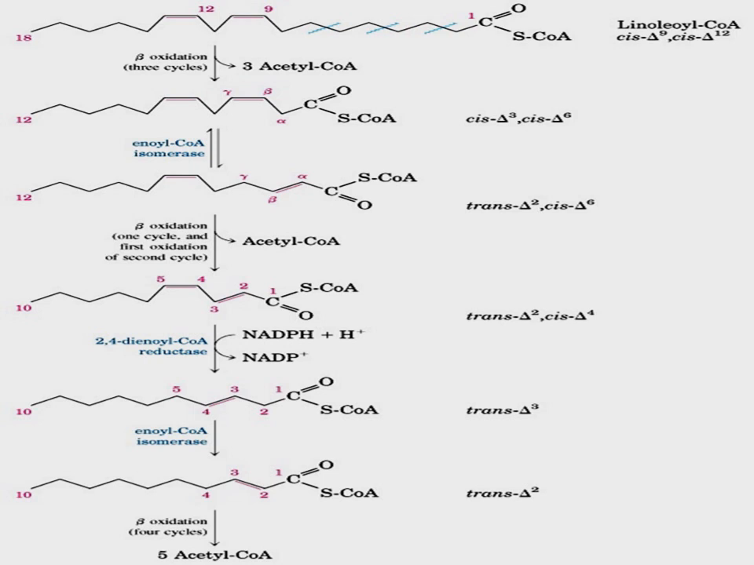After shifting the double bond to the 2nd and 3rd carbon, this double bond is in trans configuration, so it can enter beta oxidation smoothly, and 4 cycles of beta oxidation go on and 5 molecules of acetyl coenzyme A are released.